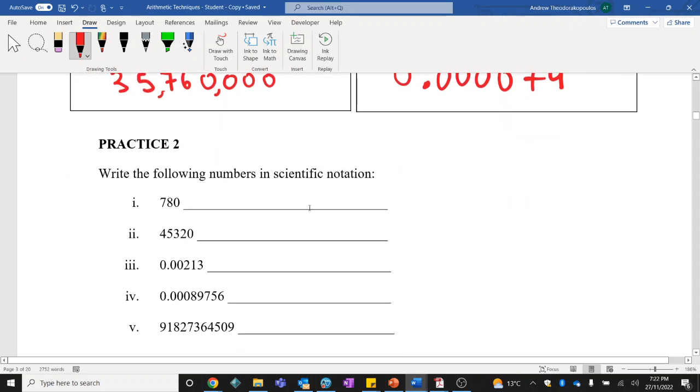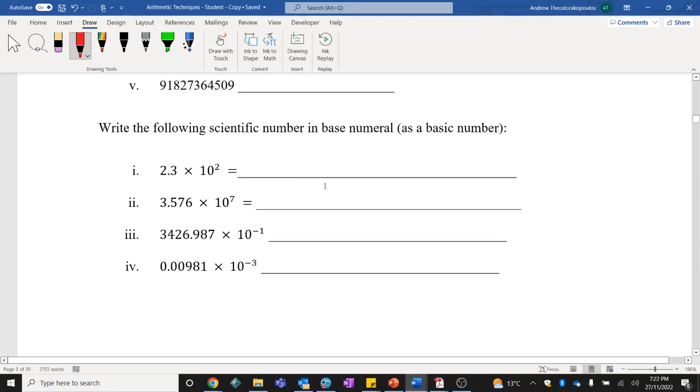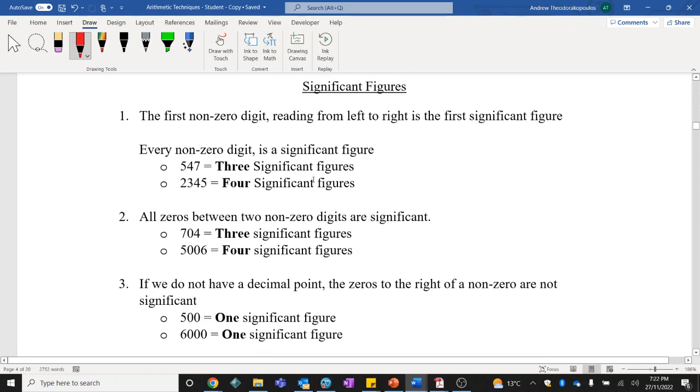Cool, so then you get some practice questions here to write numbers into scientific notation and then back out of scientific notation. This is the second part of the lesson, and this is significant figures. These are basically types of numbers that you're going to need to know for all of this year and all of next year.